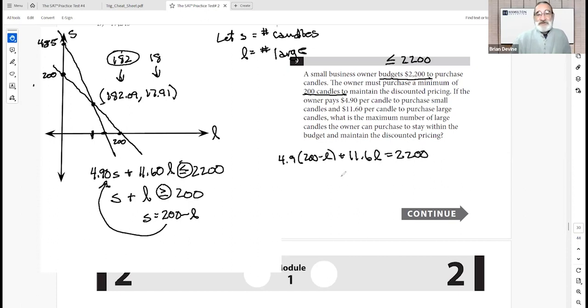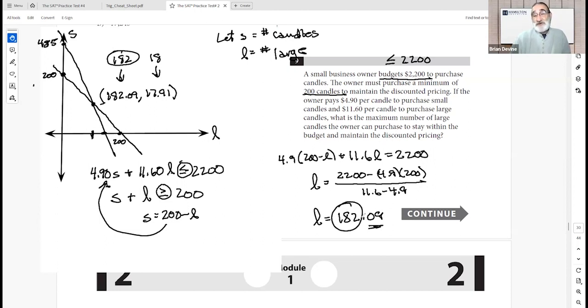And if I solve this, I'm going to end up with L equal to (2200 minus 4.9 times 200) all over (11.6 minus 4.9) if I algebraically solve for L. And if I do that, I get L equals 182.09. And since I can't have part of a large candle, I clip that off and I've got 182. So my answer is 182.